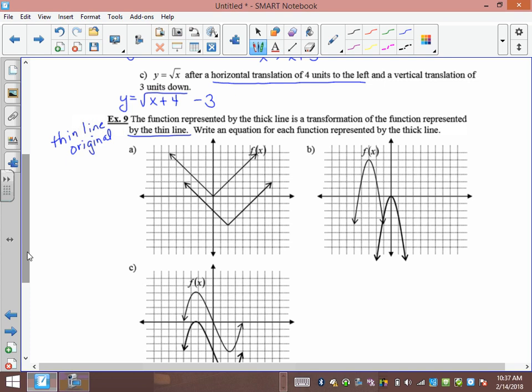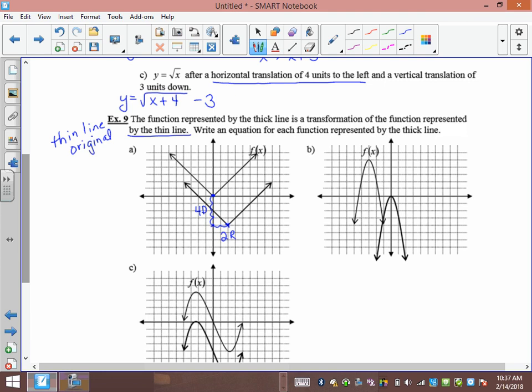Okay. So the thin one, oh goodness, this is the thin one. So I'm going to go from vertex to vertex because at least they're comparable, correct? So I'm going from here. So that's 1, 2, 3, 4 down. And then we go 1, 2 to the right.